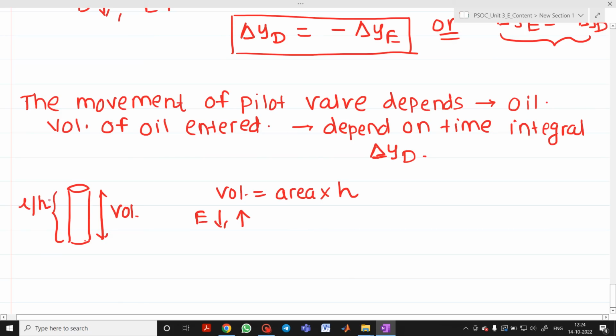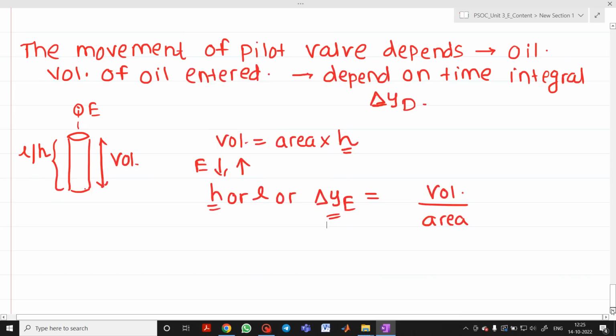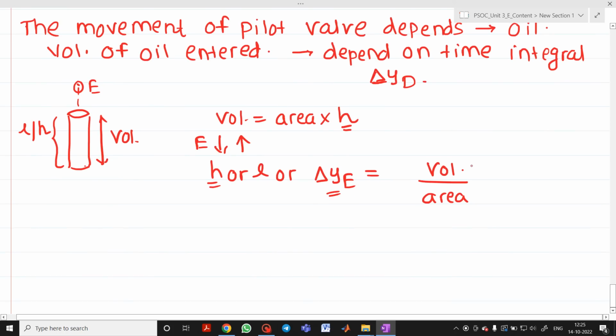So how can I write the movement of delta yE? I can write it as H or L, or in other words delta yE, because here we are talking about point E only. So delta yE will be equal to what? Volume upon area, because here H will be equal to volume by area. Here we have taken it as delta yE, height. So volume by area, volume means what? Volume is nothing but the volume of the oil which is entered into the cylinder divided by the area of the piston.